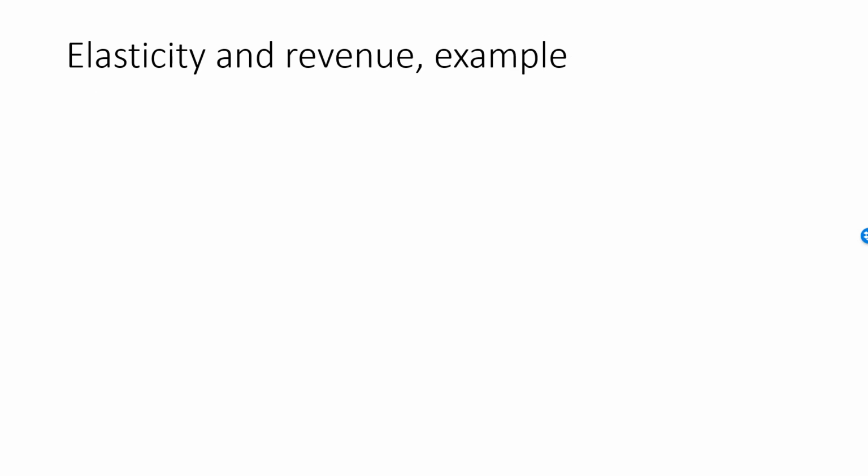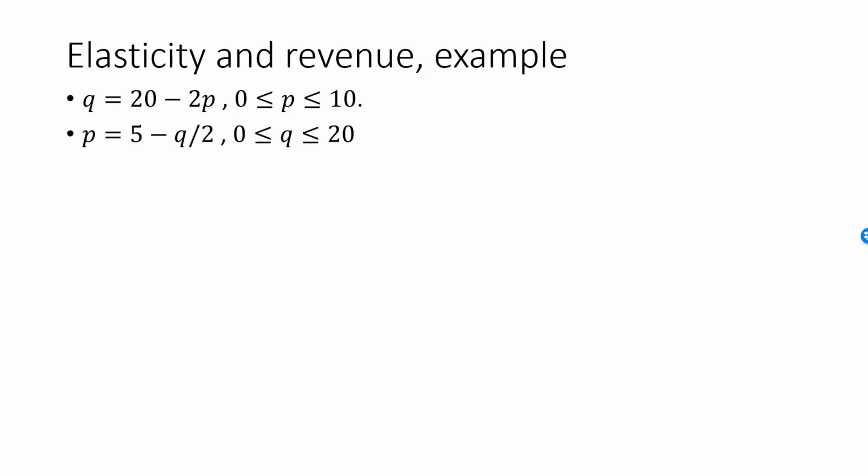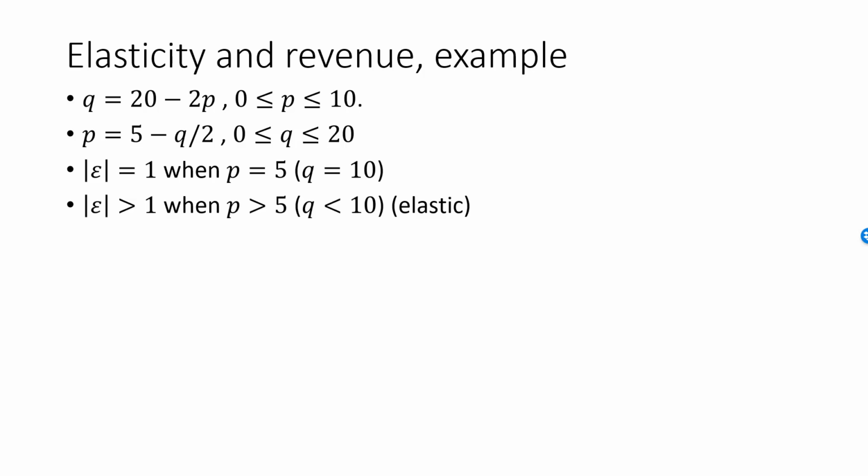Let's do an example of the relationship between elasticity and revenue considering both cases, revenue as a function of price and revenue as a function of quantity. We have seen this demand function before, where this is the inverse demand function. We know that demand is unit elastic when p is equal to 5 and q is equal to 10. It's elastic if p is greater than 5 or q is less than 10, and it's inelastic if p is less than 5 or q is greater than 10.